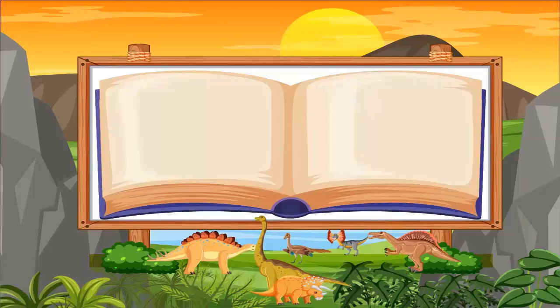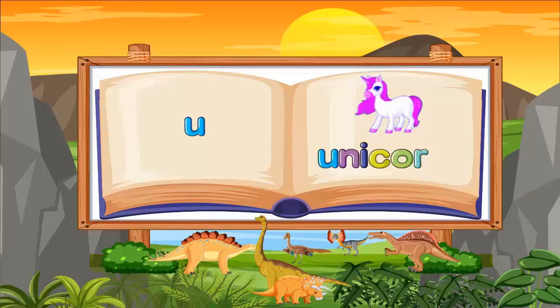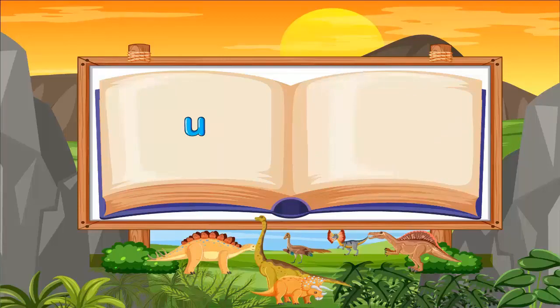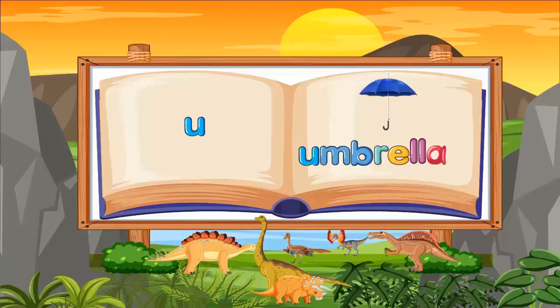We are going to learn words starting with the letter U. U for unicorn, U N I C O R N, unicorn. U for umbrella, U M B R E L L A, umbrella.